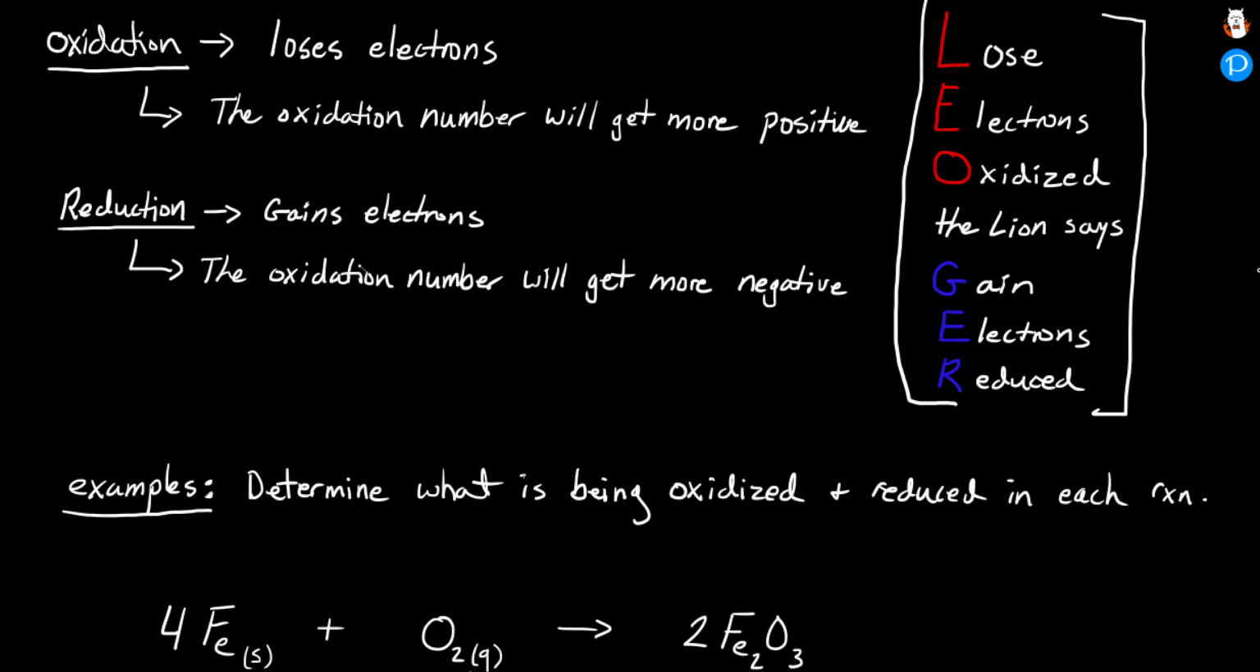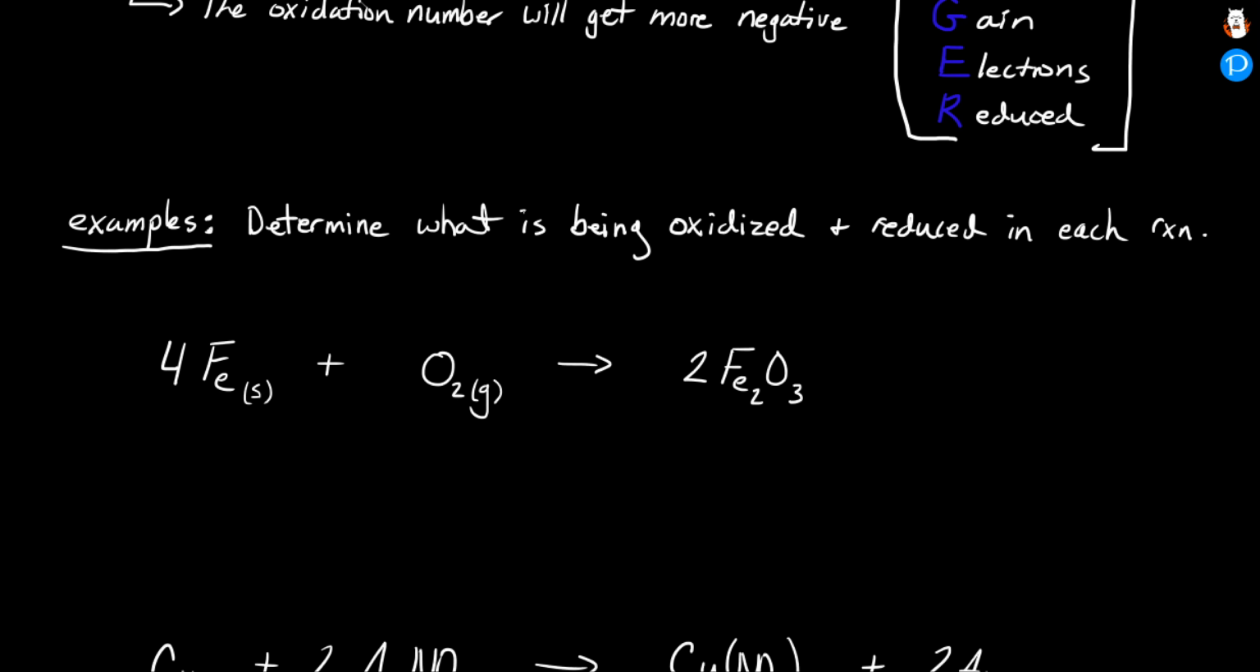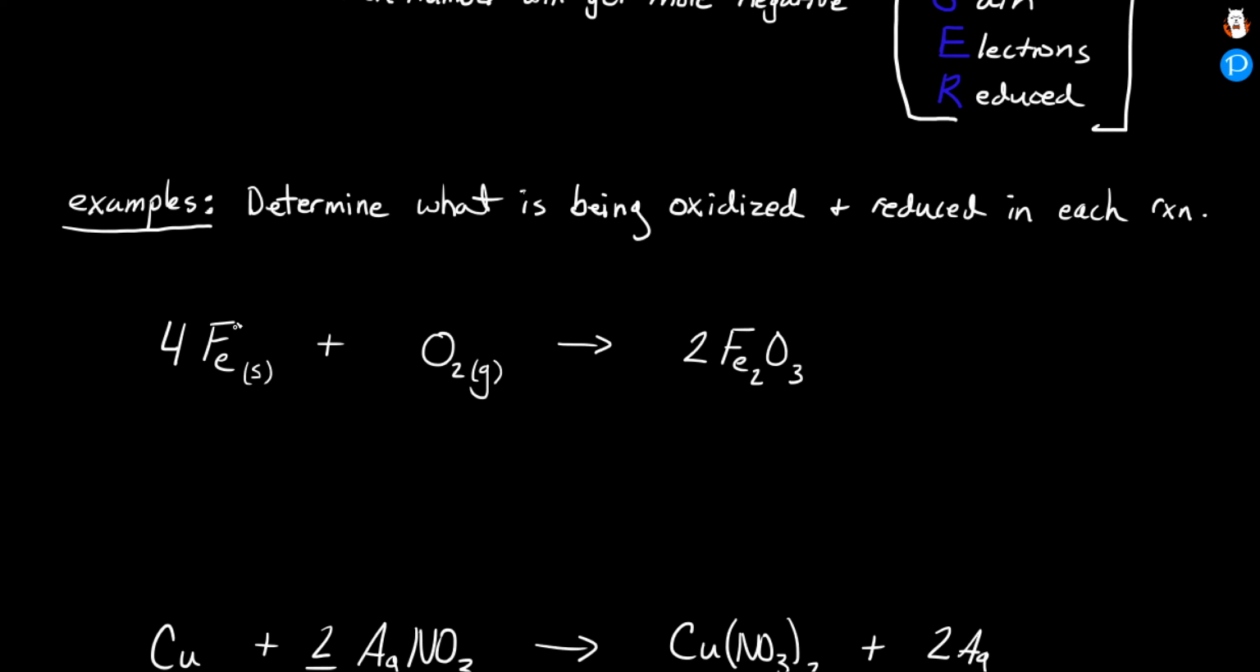So let's look at a couple examples here. So in this first one, we have this reaction between solid iron and oxygen gas to make iron oxide. So what we're going to have to do, like in the previous video, is assign oxidation numbers in order to figure out what thing is gaining and what thing is losing electrons.